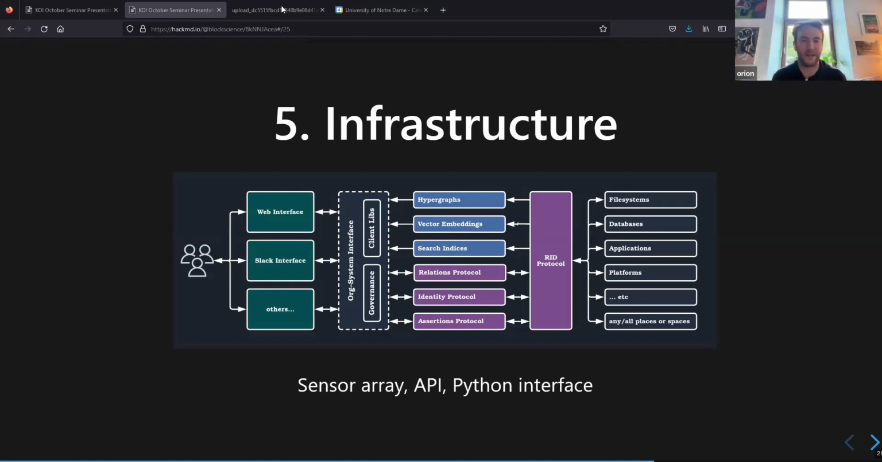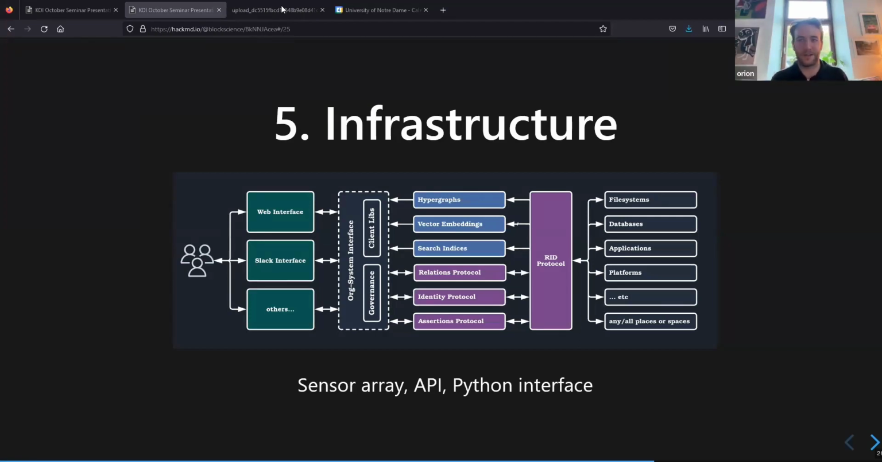And then the last thing I'll say is that, in the context of how the system as a whole functions in relation to RIDs and these protocols, you could think of RIDs as providing a kind of lens onto some local computational context. Within BlockScience, we use a bunch of different tools and platforms. And so RIDs are this intermediary where you can observe a local set of systems and notice when new objects come into existence.